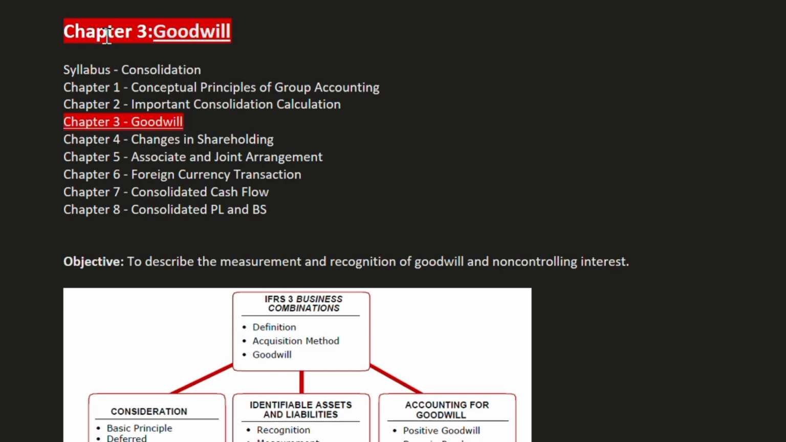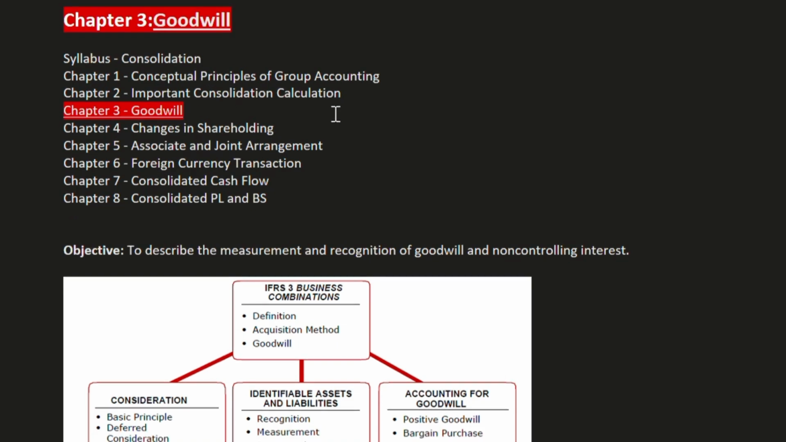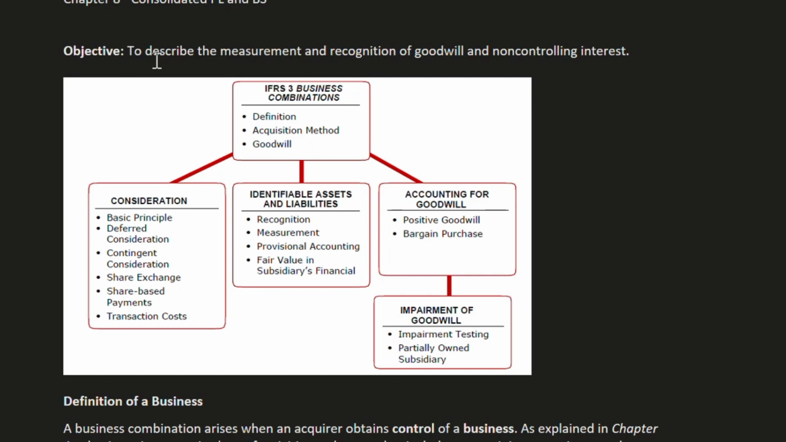Hi everyone, in today's video we are going to study Consolidation chapter 3, that is Goodwill. In the previous video we completed chapter 2, important consolidation calculation. Now, the objective is to describe the measurement and recognition of goodwill and non-controlling interest.